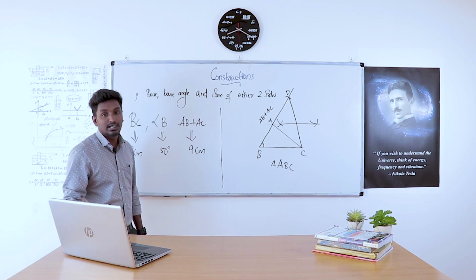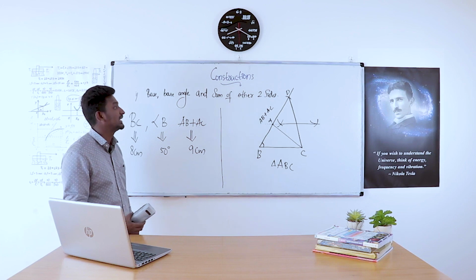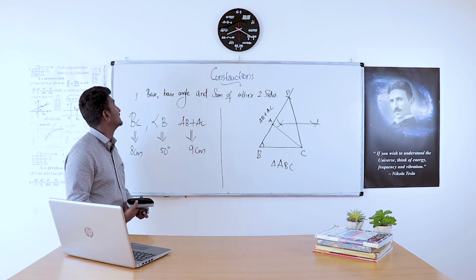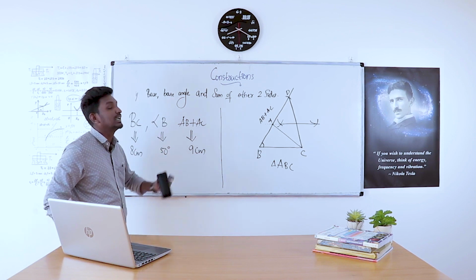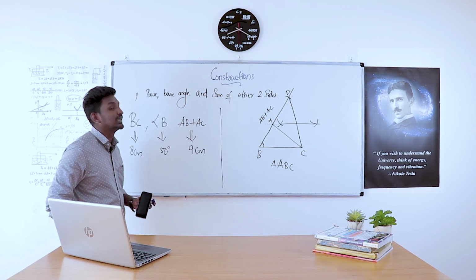This is the method for constructing a triangle if the base, base angle and sum of the other two sides are given. Clear?